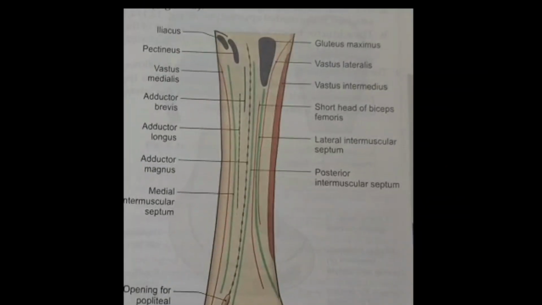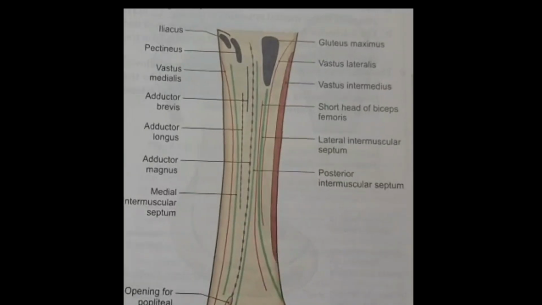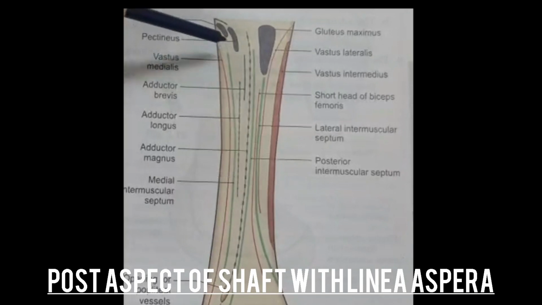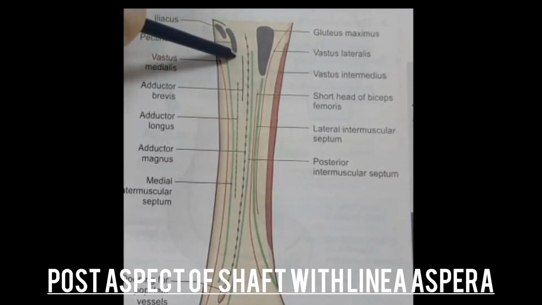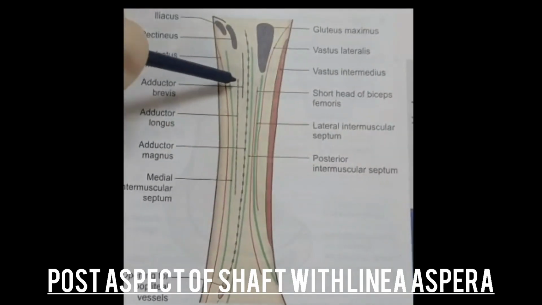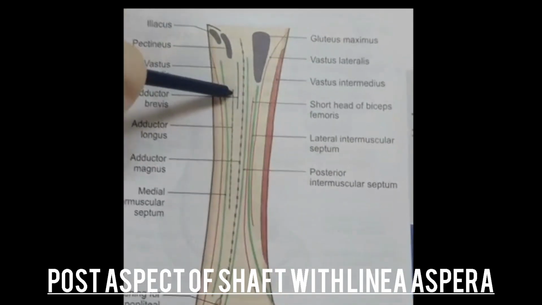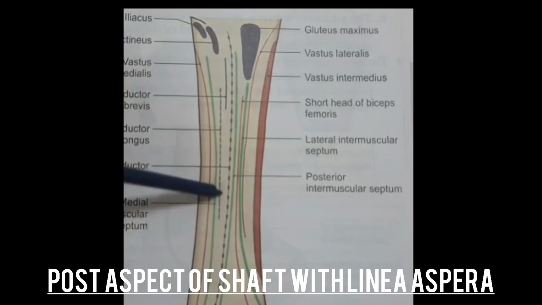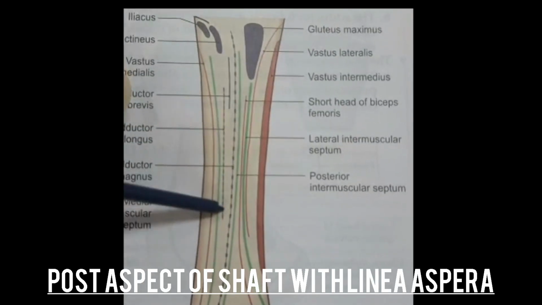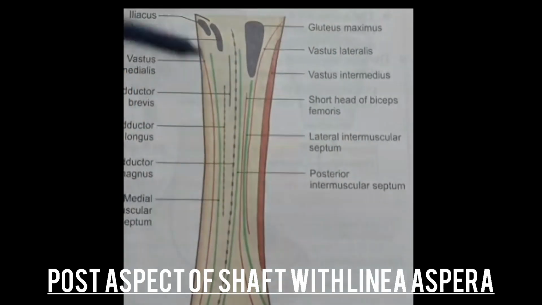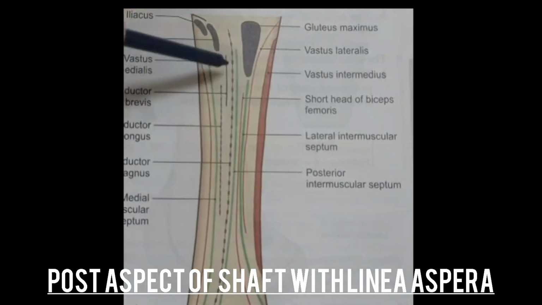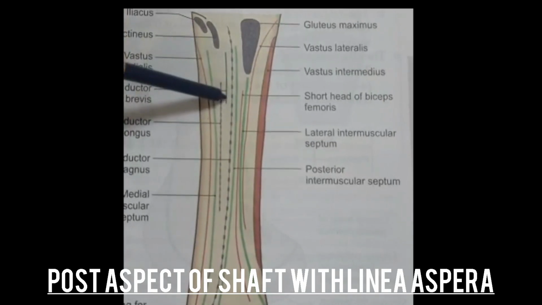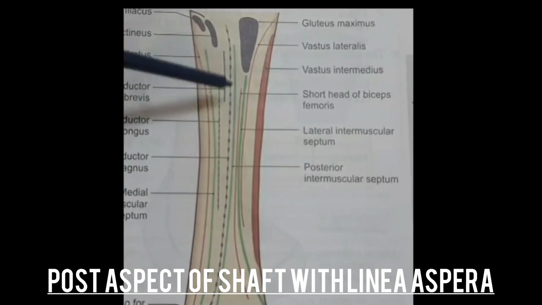We will see the same attachment in a diagrammatic manner. You can see here there is attachment of the pectineus in the same line or same plane. Over the medial lip of the linea aspera there is attachment of the adductor longus, which will be up to half of the length of the linea aspera. Next to that, laterally, there will be attachment of the adductor brevis, which will be only up to the upper one-fourth of the linea aspera.